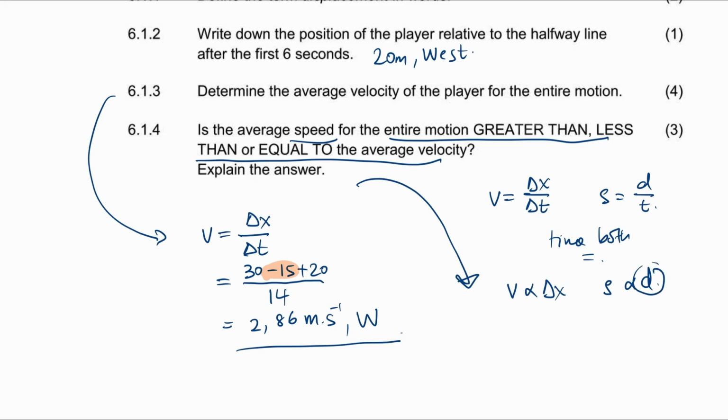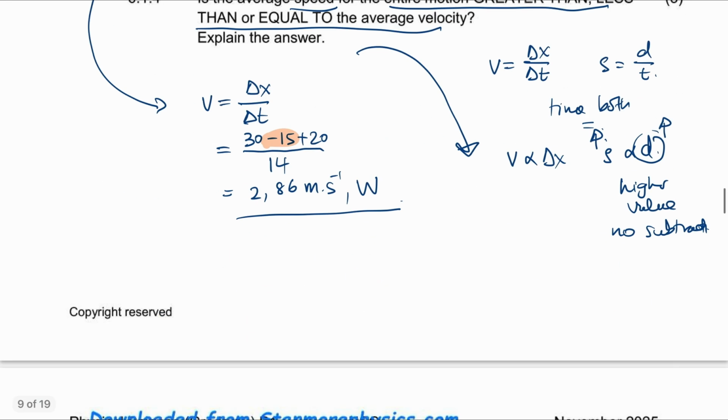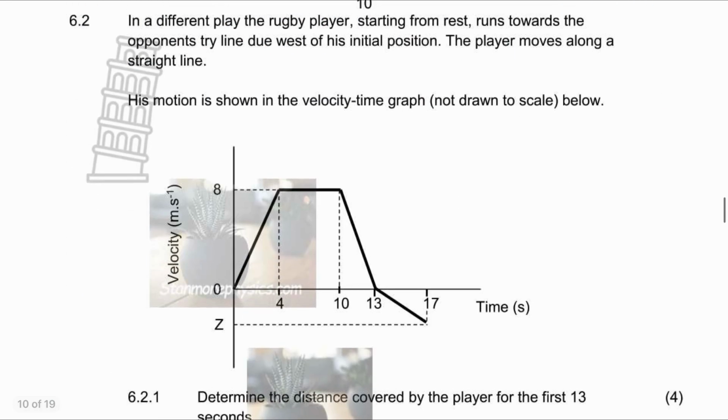So distance is going to have a higher value because there's no subtraction. And because the distance is going to be greater, the speed is going to be greater. And that's our answer. Question 6.2.